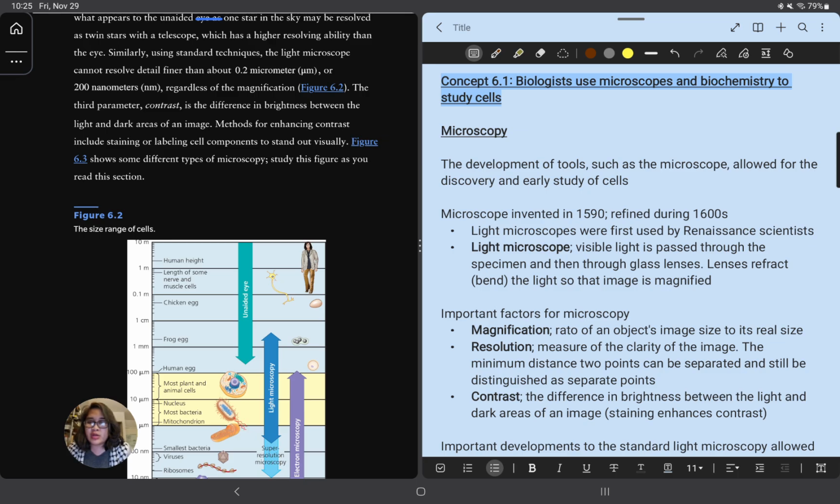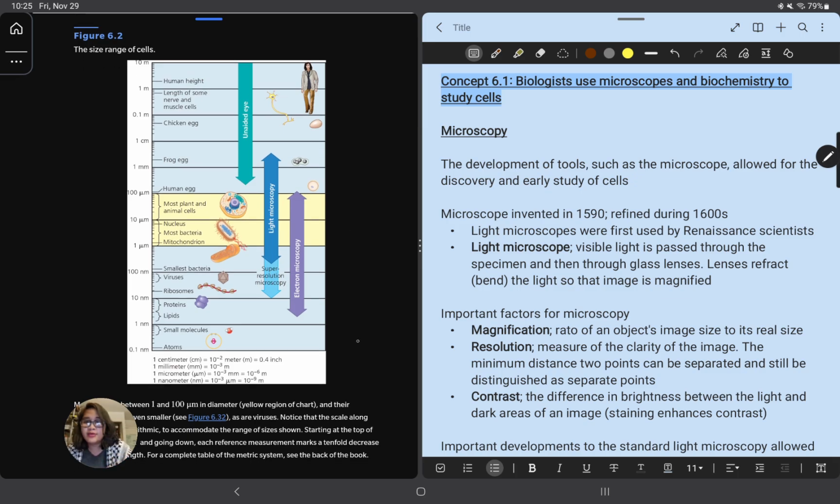The third parameter, contrast, is the difference in brightness between the light and dark areas of an image. Methods for enhancing contrast include staining or labeling cell components to stand out visually. Figure 6.3 shows some of the different types of microscopy. Study this figure as you read this section.